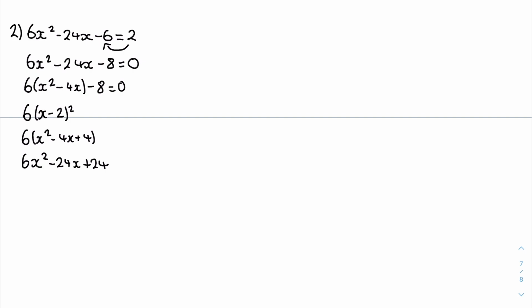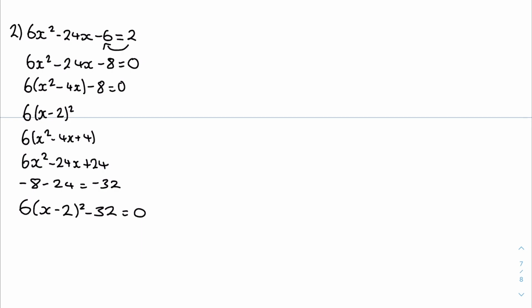Okay? And now what we're basically looking to do is working out how can we get from 24 back down to minus 8. So we're going to do minus 8 take away 24, which gives us minus 32. So our final completed square is going to be 6 bracket x minus 2 squared minus 32 is all equal to 0. And now we want to solve it.